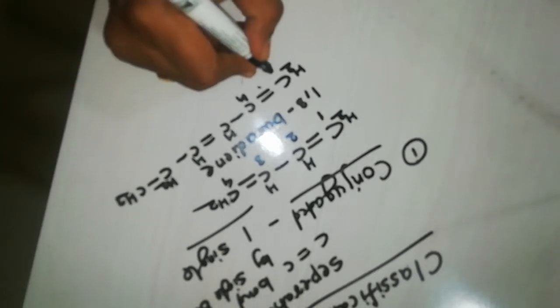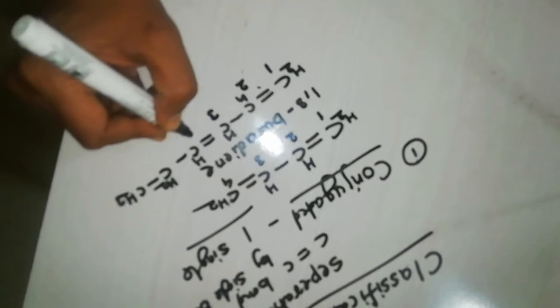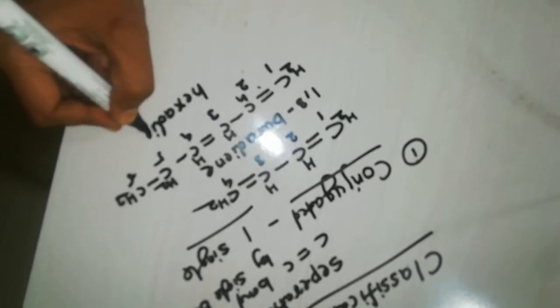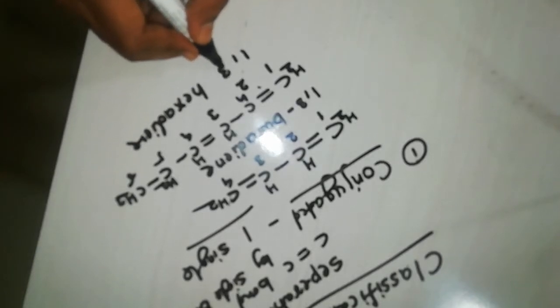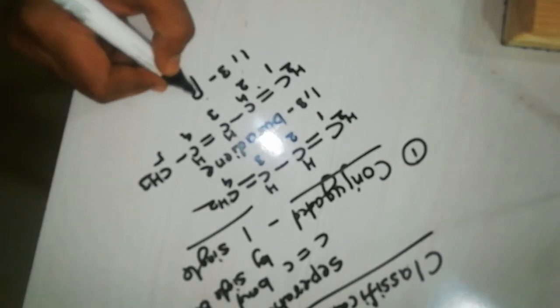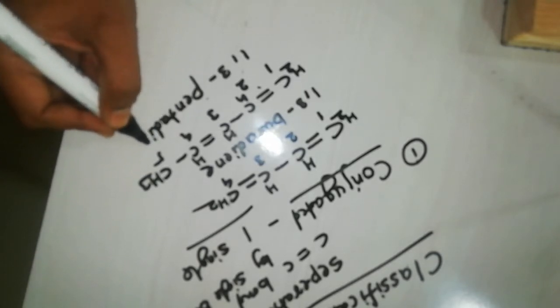And how will you name it? Lowest possible numbers 1, 2, 3, 4, 5 and 6. So this compound is hexadiene, and the relative position of the double bonds is 1,3. So this is an example of 1,3-hexadiene. These are examples of conjugated dienes. If you have one carbon less, then this will become CH3, and the name of the compound would be 1,3-pentadiene.